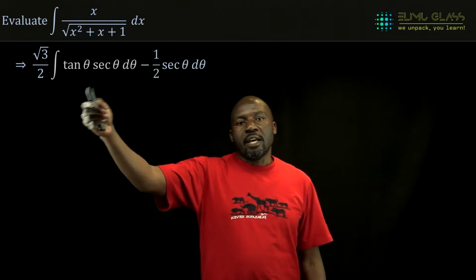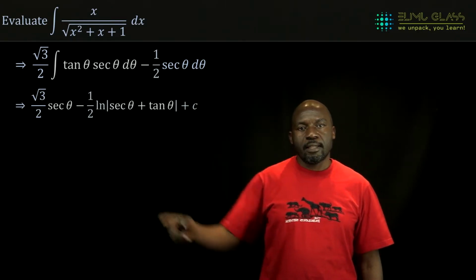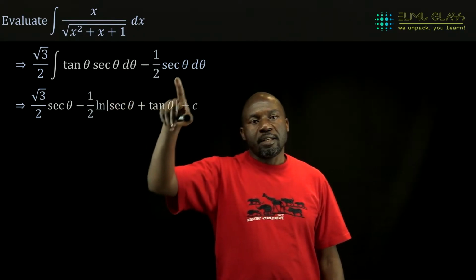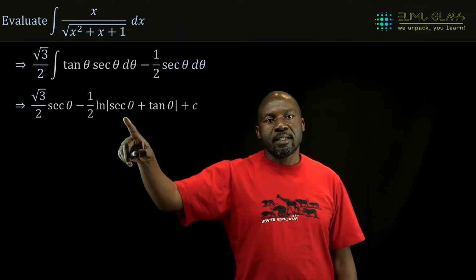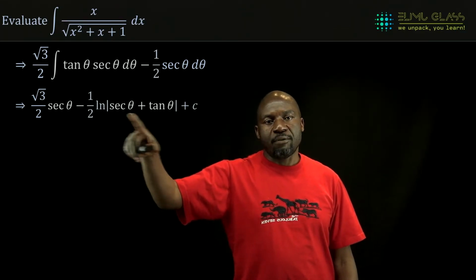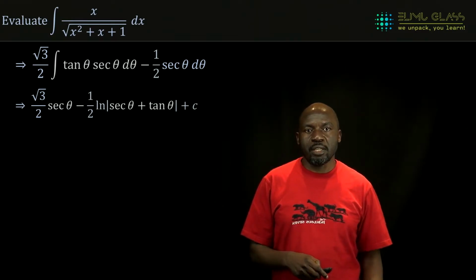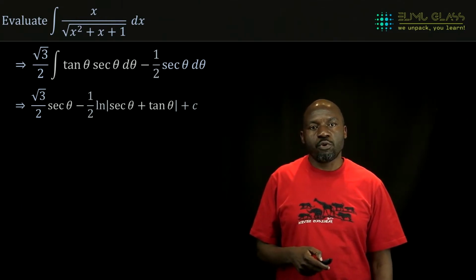And therefore, the integral of this becomes root 3 over 2 sec theta. So this is the integral of this. And the integral of sec theta is ln sec theta plus tan theta. So I have shown this result elsewhere in these pages. It's one of the videos in this series. Okay, so just take a look and see how we arrived at that because we proved it.